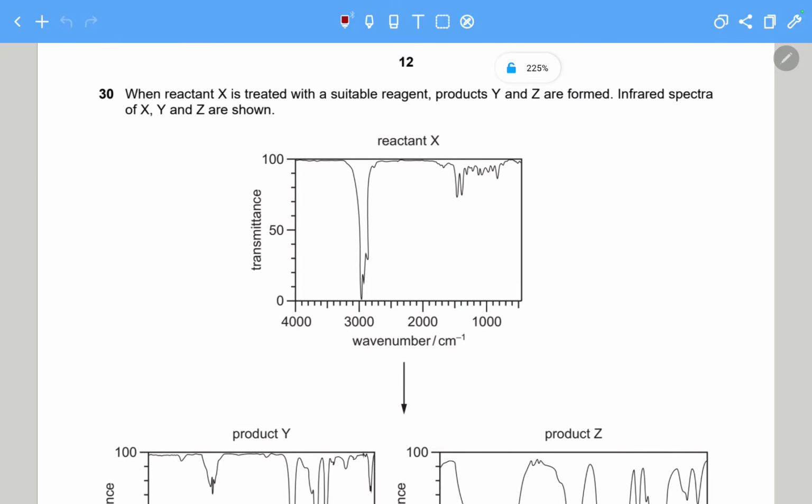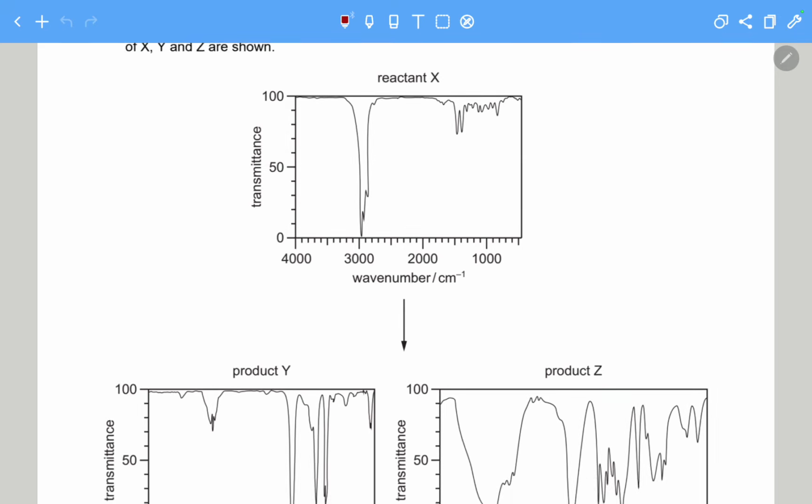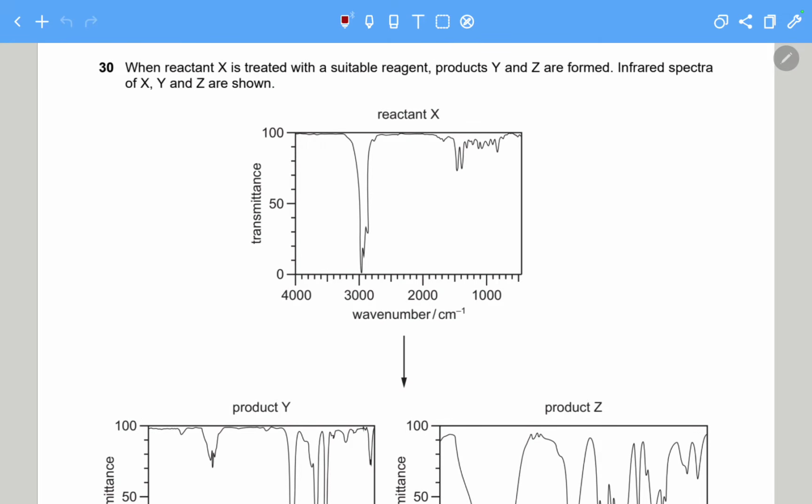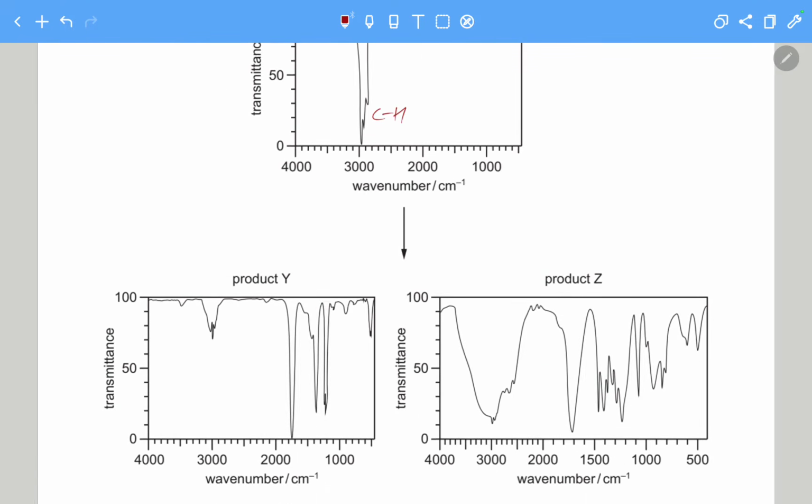When reactant X is treated with a suitable reagent, products Y and Z are formed. Infrared spectra of X, Y, and Z are shown. So before looking at the options, let's look at what's happening in the infrared spectra and decipher them. We have a sharp peak at around 3000 and we have nothing interesting in the spectrum, and these are for CH, remember, from your data book.